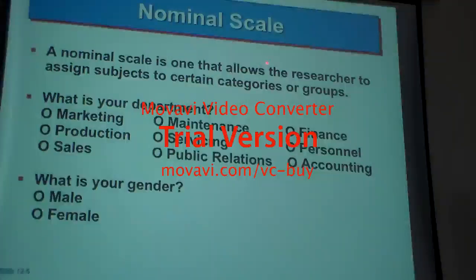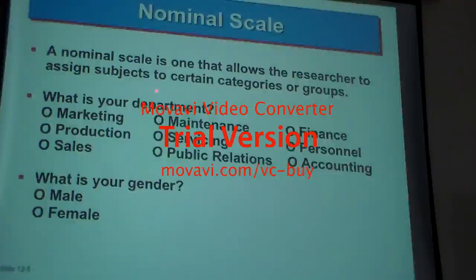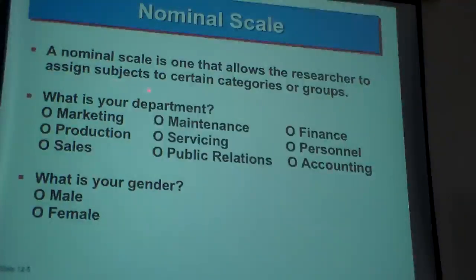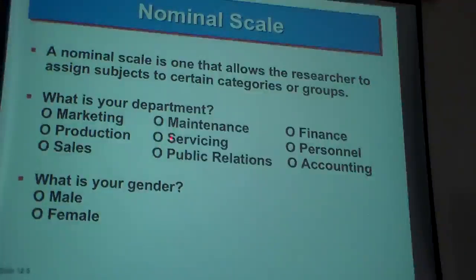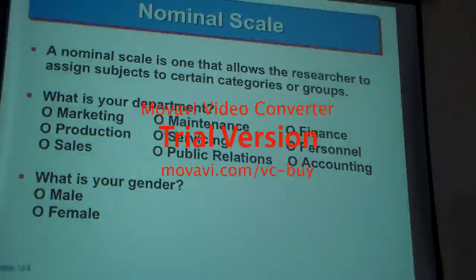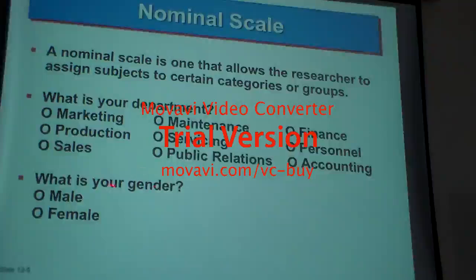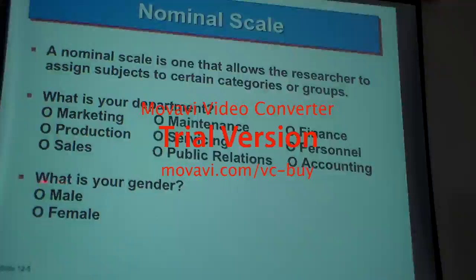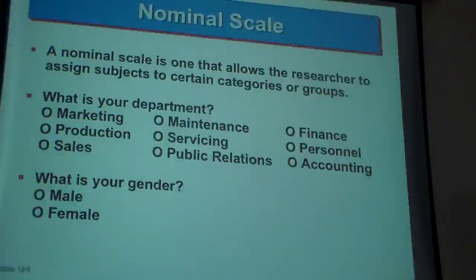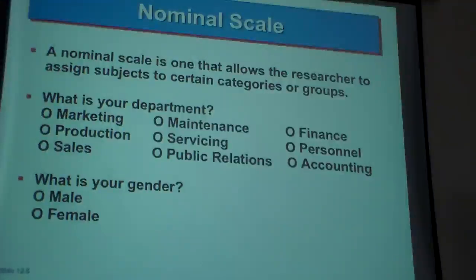It's one that allows the researcher to assign objects, and this is our object, which is the department, to certain categories or groups. You need to choose which category or which group you belong to. Another example, your object is the gender. So what's your gender? It is either male or female. Okay? So it is nominal.